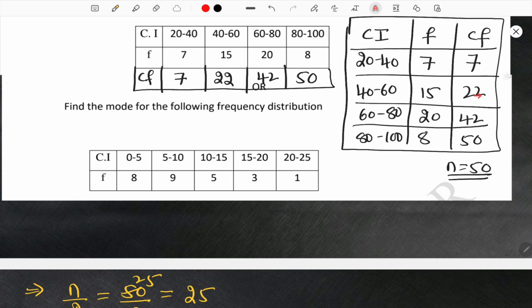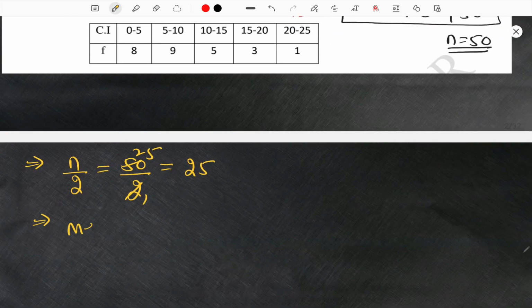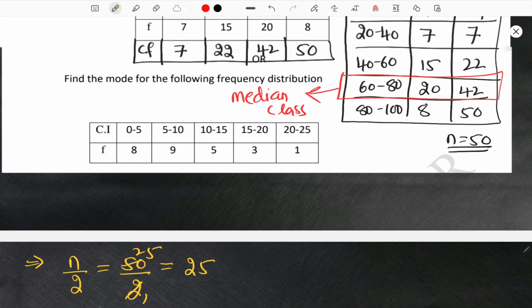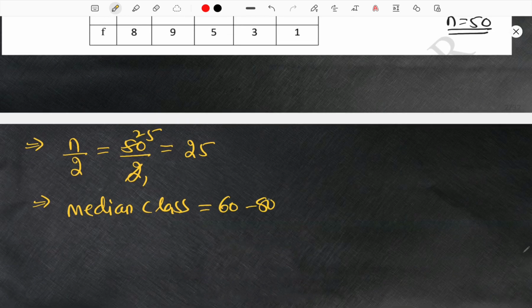After 22 what comes? 23, 24, 25, 26, 27 up to 42. So 25 is falling here only. That's why I will mark this, and this is going to be the median class. This is known as the median class, and let me write it down here. So what is the median class? Median class is 60 to 80. That's it.